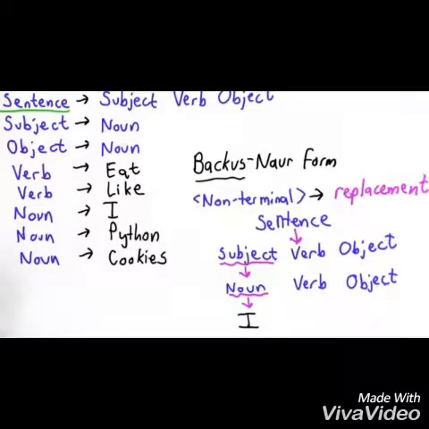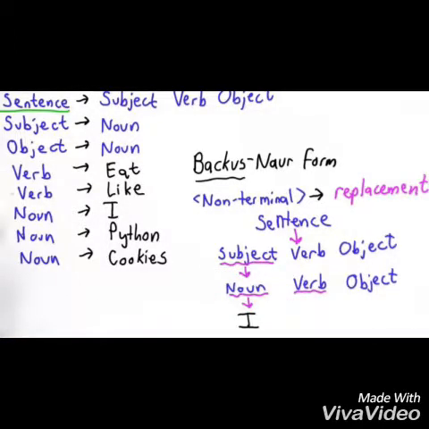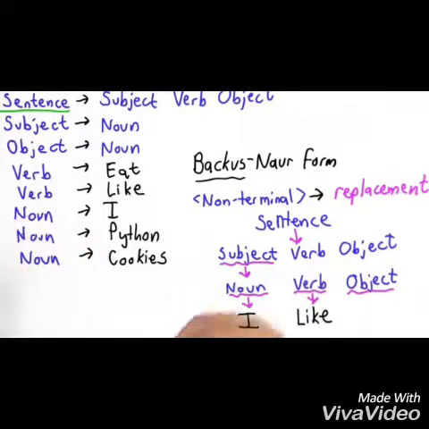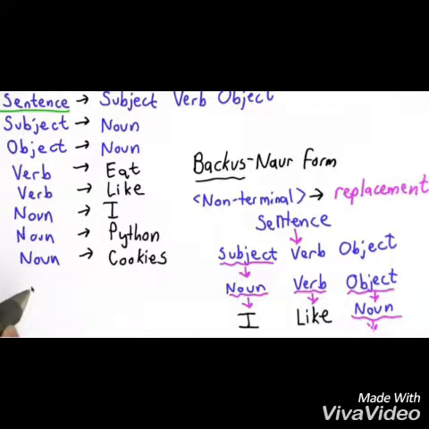Verb and object stay the same. I'm running out of space, so I'm not going to write them again, because now we can use rules to replace verb. As a separate step, we're going to find a rule that matches verb. We have two choices. I'll pick the second one and replace verb with like. We still have object. Object's a non-terminal, so we have to keep replacing it until we're done. We have one rule for object. We can replace object with noun. Now we have three rules for noun. I'm going to pick the second rule and replace noun with Python.